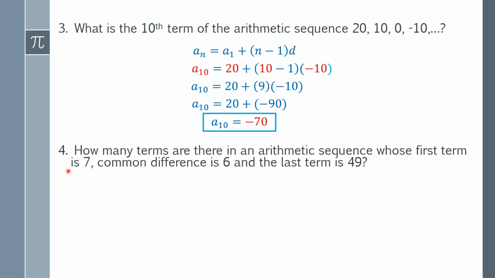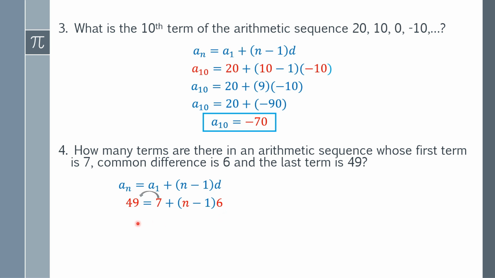For number 4, how many terms are there in an arithmetic sequence whose first term is 7, common difference is 6, and the last term is 49? So in this problem, the missing variable is letter n, the number of terms. So we need to find the number of terms. So let us now use the formula of arithmetic sequence and then substitute. So we have 49 for our last term. And then the first term is 7. We don't know yet the value of n minus 1. And our d, the common difference, is 6.